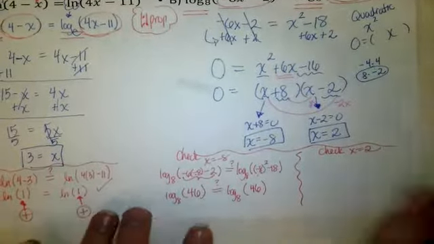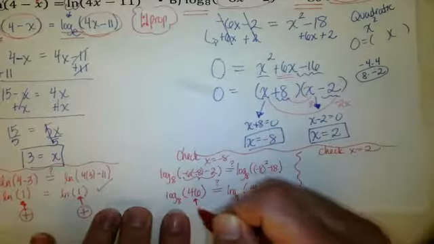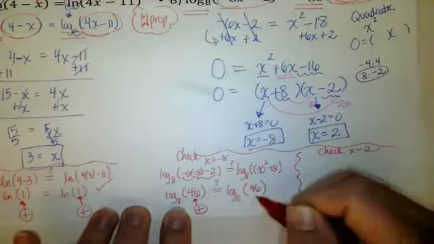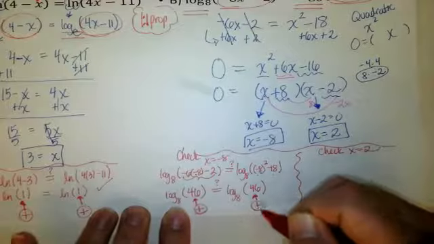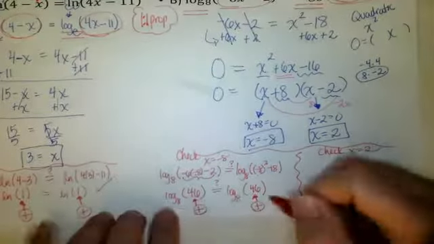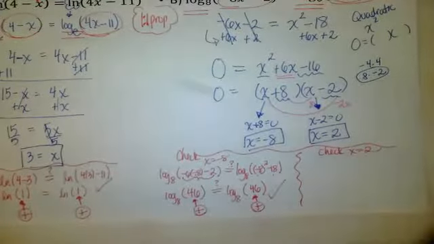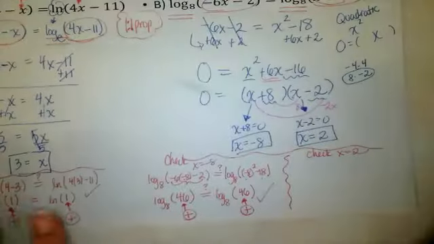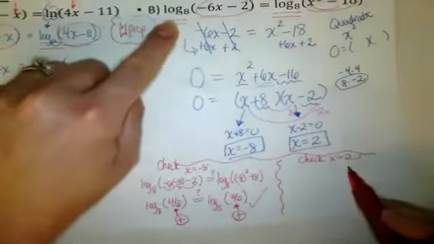The left side is equal to the right side, but the real thing here is that this number inside the logarithm is positive. That is the key. As long as it's positive, it's going to work for us. So let's see what happens when I check 2.